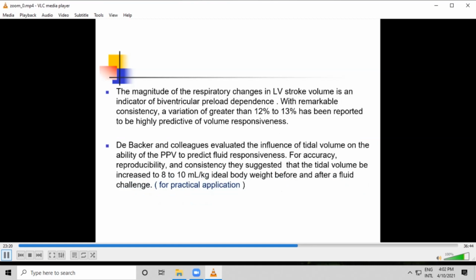De Backer and colleagues evaluated the influence of tidal volume on the ability of the PPV to predict fluid responsiveness. For accuracy, reproducibility, and consistency, they suggested that the tidal volume be increased to 8 to 10 ml per kg ideal body weight before and after a fluid challenge. This is for practical application.